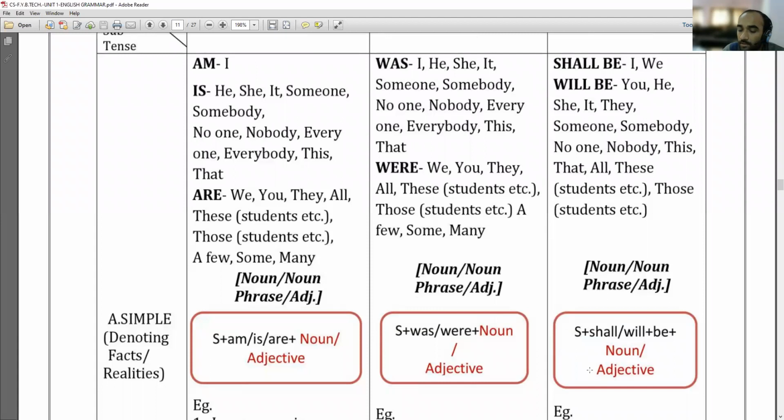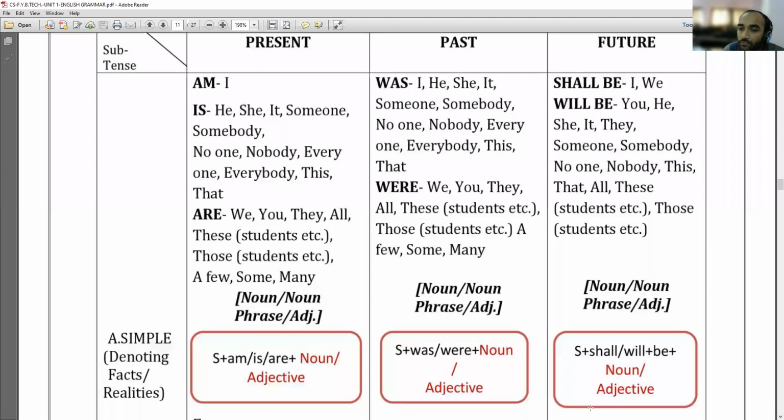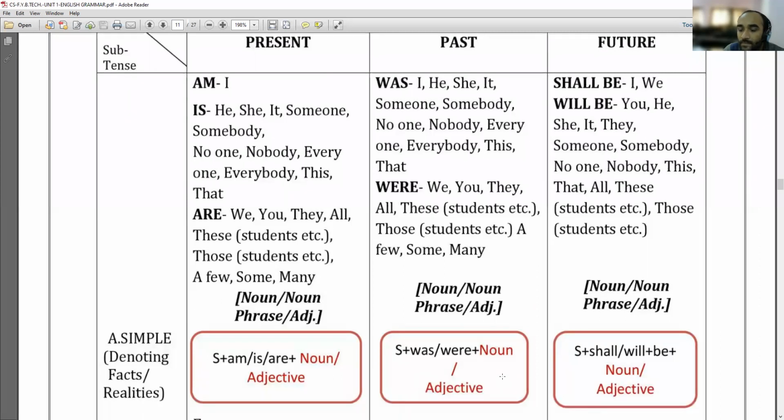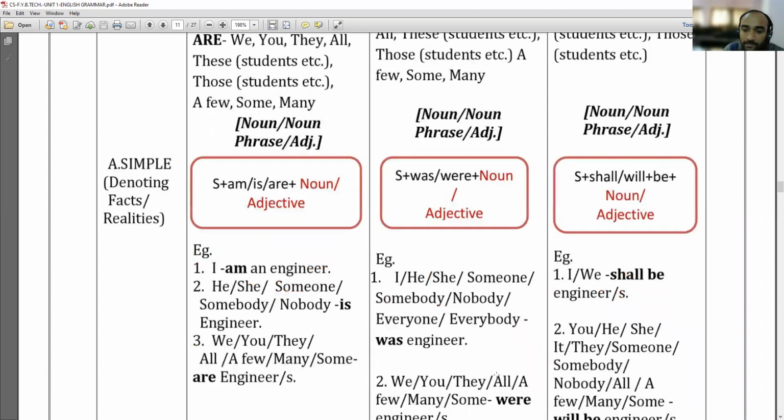Okay, and when to use shall be and when to use will be? Shall be is only used after I and we. Okay, after I and we we have to use shall be, and will be is used after you, he, she, it, they, someone, somebody, no one, nobody, this, that. Okay, so these are some of the information about when to use shall be and when to use will be. So this also we have seen in the last lecture.